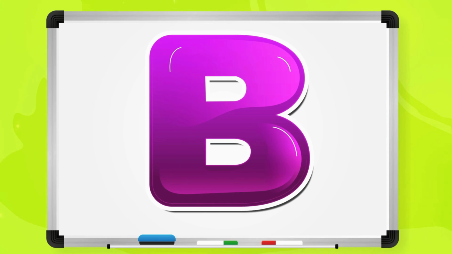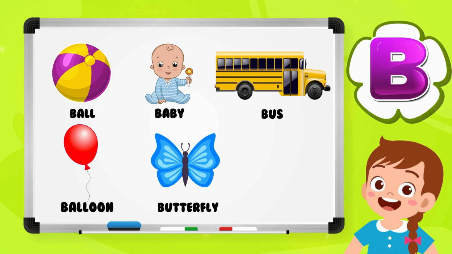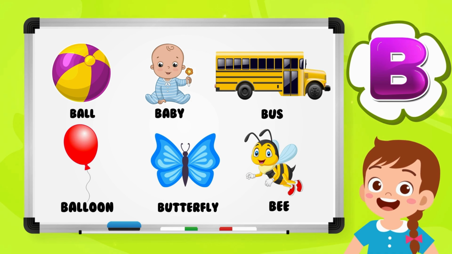B. B is for ball. B is for baby. B is for bus. B is for balloon. B is for butterfly. B is for bee.